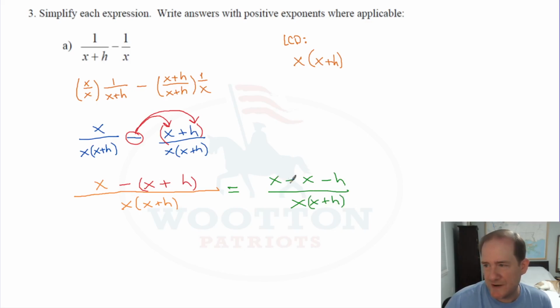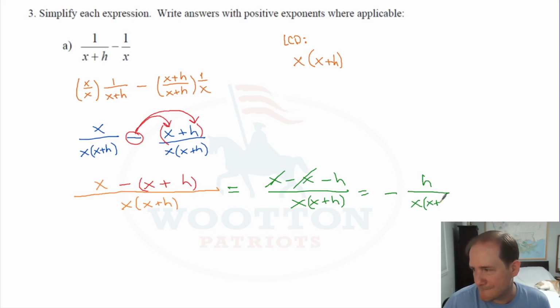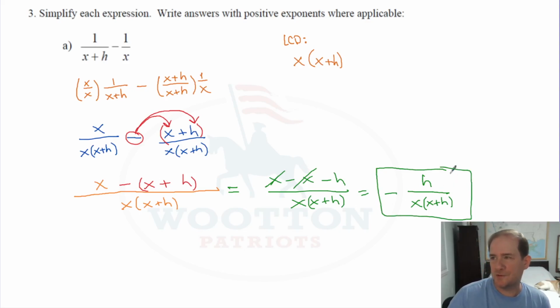So x minus x just cancels out. The two x's cancel out, so we get a negative h in the numerator, which means we have negative h all over x times x plus h. And that would be the final form of this expression. It says write answers with positive exponents where applicable, so we're good here. That doesn't really mean anything to this problem. Let's go to B.